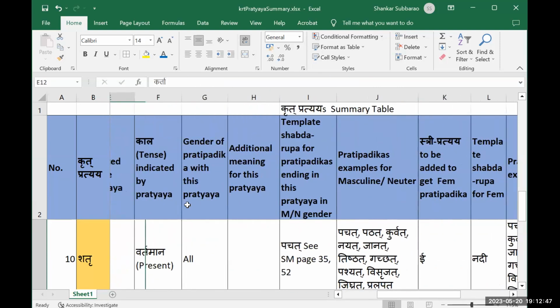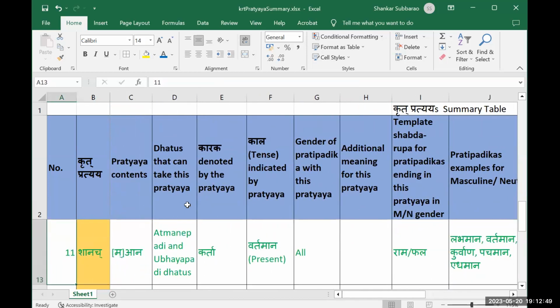So this is now Kshatra Pratyaya. Shanac I have divided into two parts, one for Kartari and one for Karmani Prayoga, so it's easier for you to follow. Shanac, when you use it for Kartari Prayoga, when it denotes the Karta, will take only Atmanepadi Dhatus or Ubhayapada can take the Shanac Pratyaya. What tense?